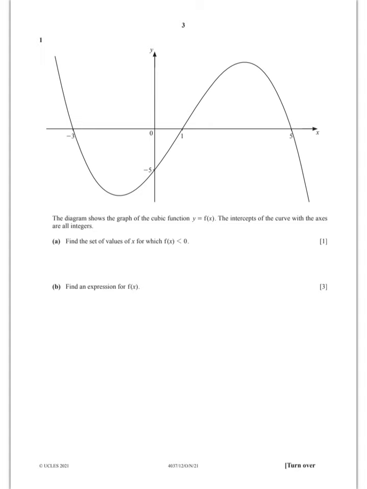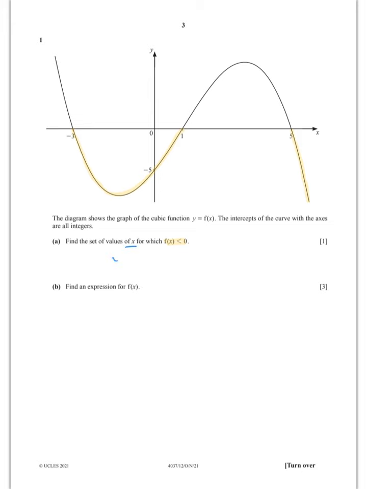Alright, in the first question it says that the diagram shows the graph of the cubic function y equals f(x). The intercepts of the curve with the x-axis are all integers. Find the set of values of x for which f(x) is less than 0. So in my graph, if I observe that portion in which f(x) is less than 0, the region I will be getting is this highlighted region, right? This is the region f(x) less than 0, or you can say that it's below the x-axis. So these are the portions which need to be highlighted for the first part, and you need to write down the values for x here.